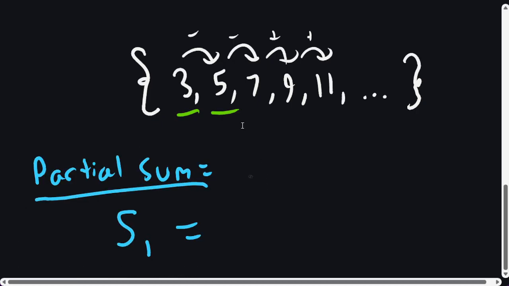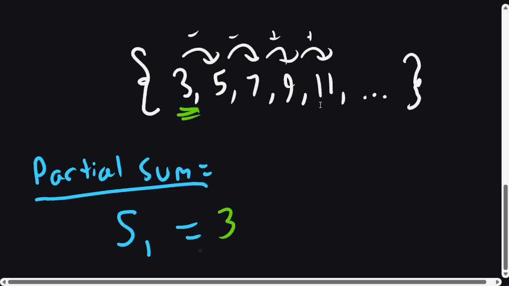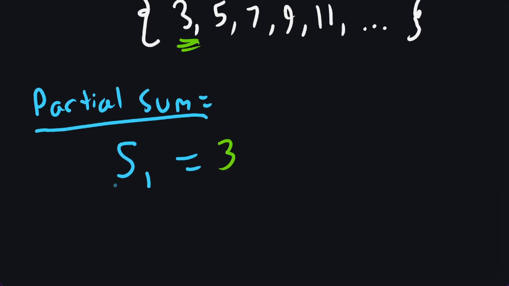Okay. So S sub 1 would be the partial sum for the first term. So what's the first term of the sequence? It's 3 right here. So that's simply 3. What about S sub 2? That's just the sum of the first two terms. So the first two terms are 3 and 5 right here. So that is simply 3 plus 5, which is 8.